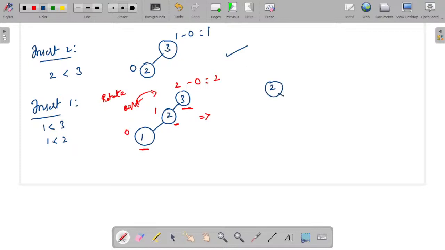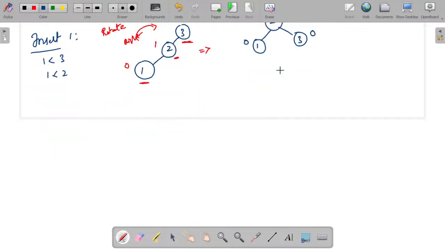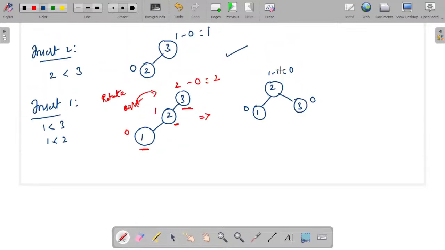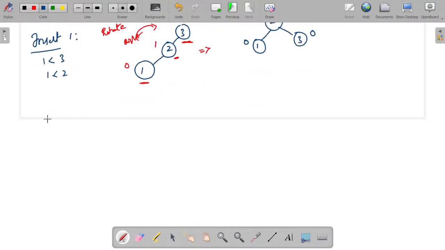So 2 becomes the root node, 3 is pushed down, and 1 stays in the left child position as it is. Now if you calculate the balance factors, leaf nodes will be 0 all the time, and for 2 it is going to be 1 minus 1, which is 0. So now the tree is balanced, and since the tree is balanced, we can go ahead and perform the next insertion operation. The next node that we should insert is 4. So now we will see how we can insert 4.